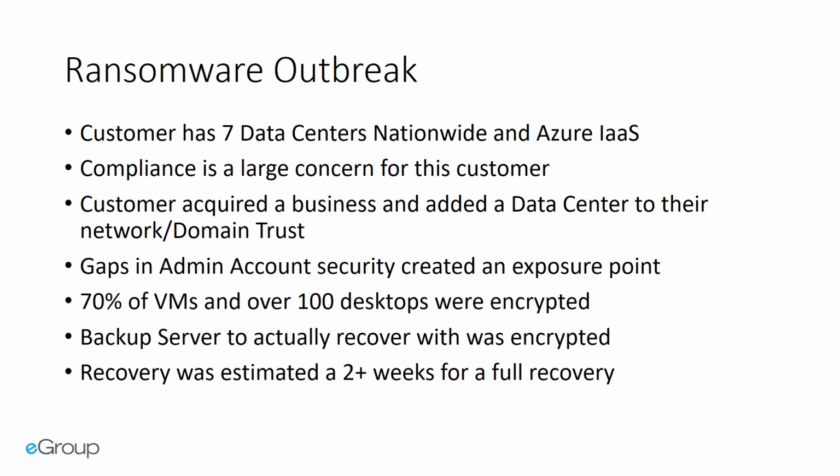And when I say aggressive, they were growing their business. Multiple groups were integrating, and gaps in admin security through a domain trust and an acquired domain allowed an admin account that was also a user account to be compromised and spread east-west throughout the entire network, across the VPNs and all the different circuits and networks that were in place, and encrypt as much as 70% of their VMs and over 100 desktops. And 100 desktops was relatively a small footprint for this organization, so they were lucky there.